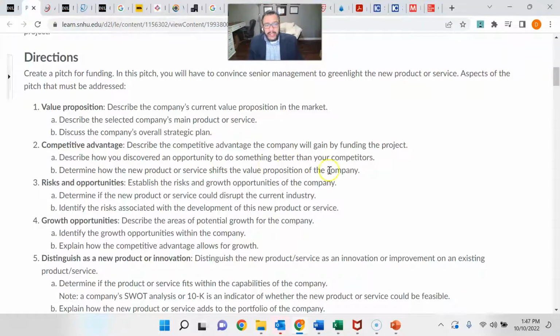Competitive advantage. You want to describe the competitive advantage the company will gain by, they say, funding this project. What is the competitive advantage that this project will give them? Okay? You want to focus in on the project. Describe how you discovered an opportunity to do something better than your competitor.